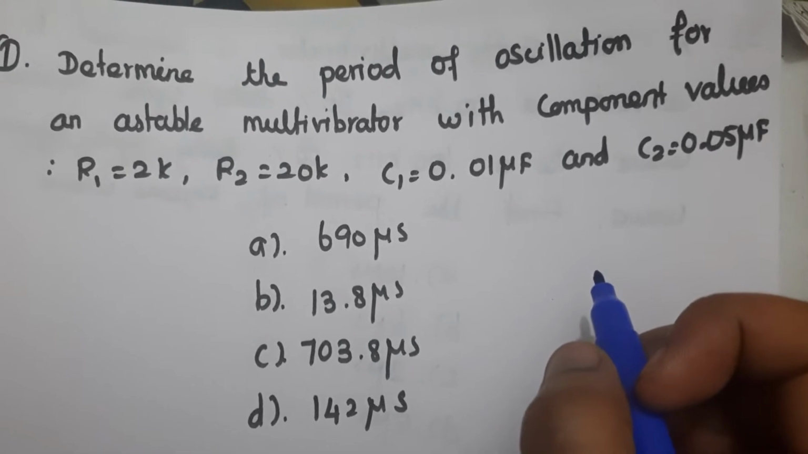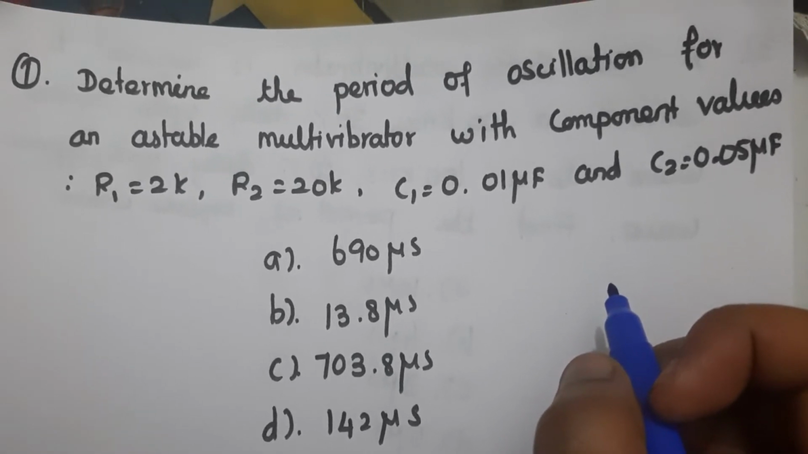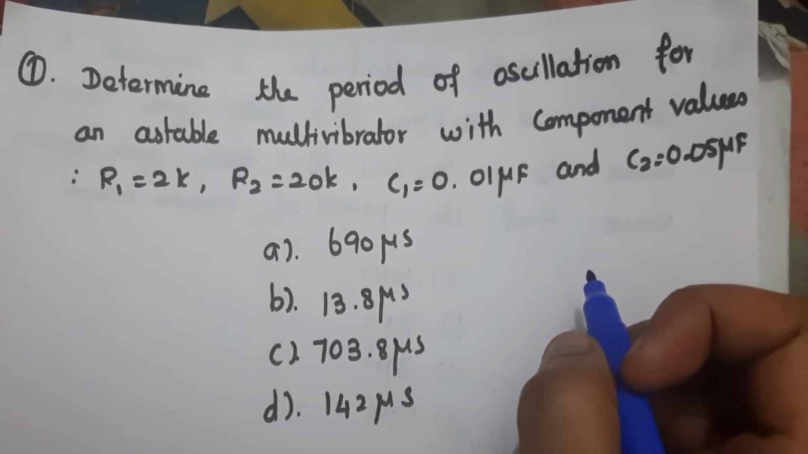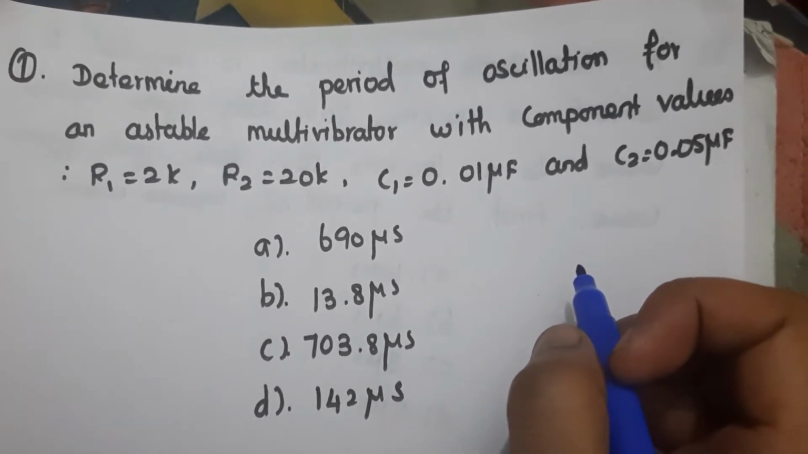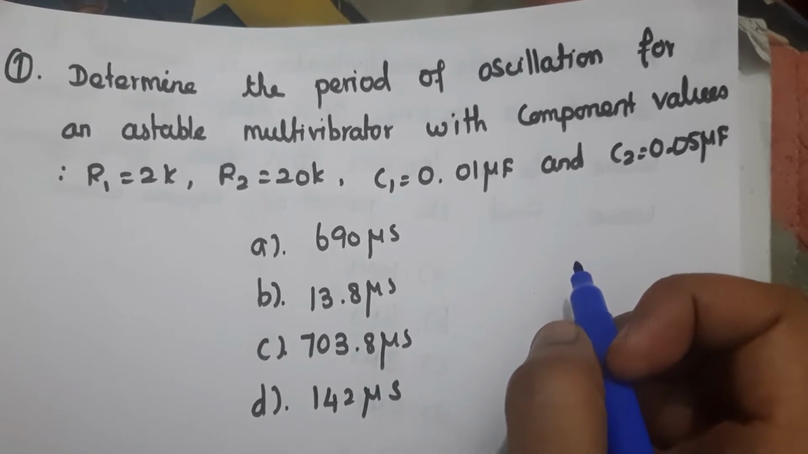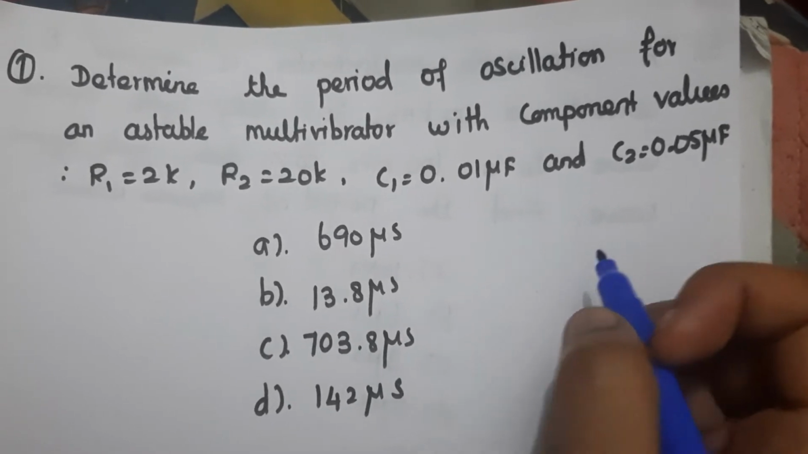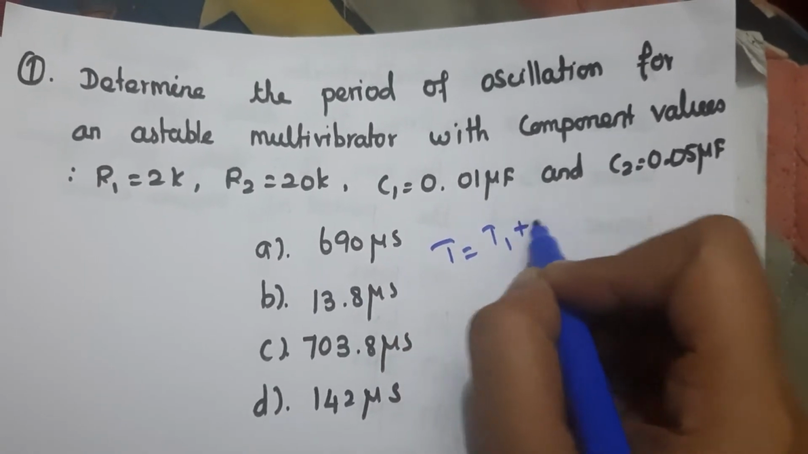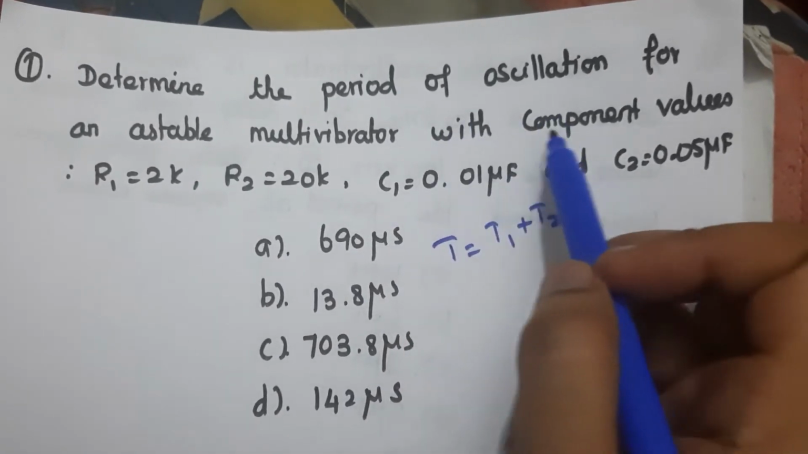First question, determine the period of oscillation for an astable multivibrator with the component values R1 equal to 2K, R2 equal to 20K, C1 equal to 0.01 microfarad and C2 equal to 0.05 microfarad. And we have to find T. T is equal to T1 plus T2 because this is an astable multivibrator.